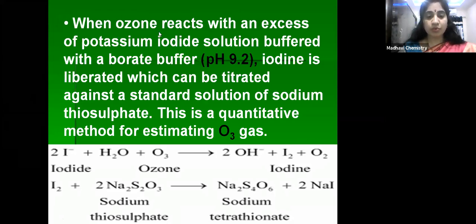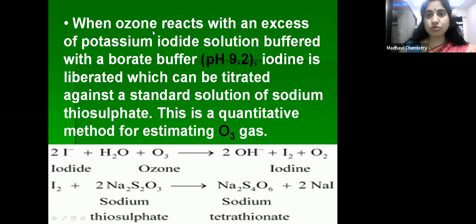So when ozone, as we just discussed, reacts with iodide ion, it liberates iodine, is it not? If you estimate the amount of iodine that is liberated, you can easily calculate the amount of O3 present in it. So what is the procedure?